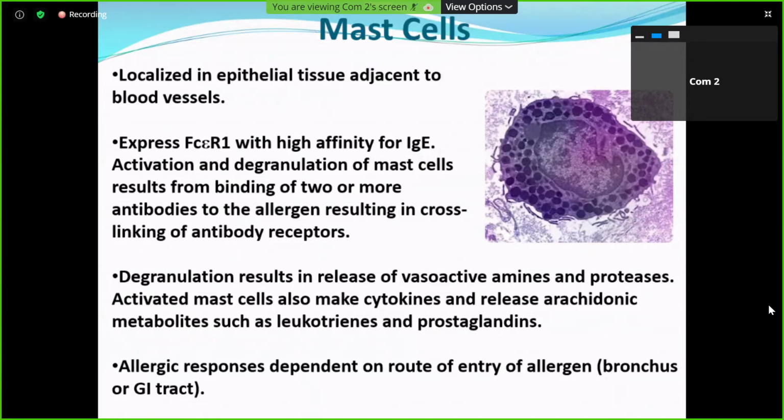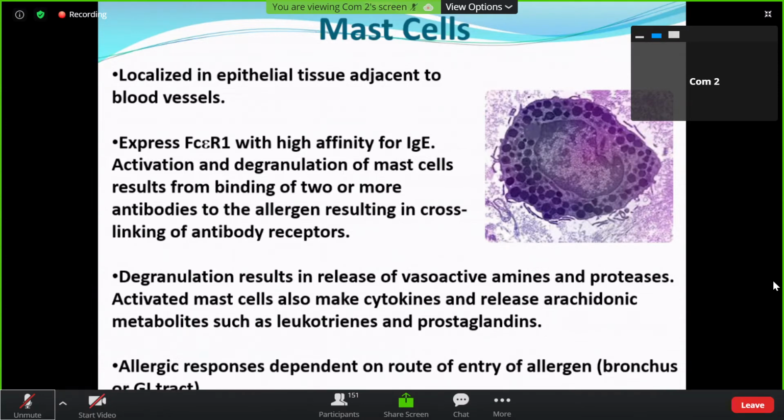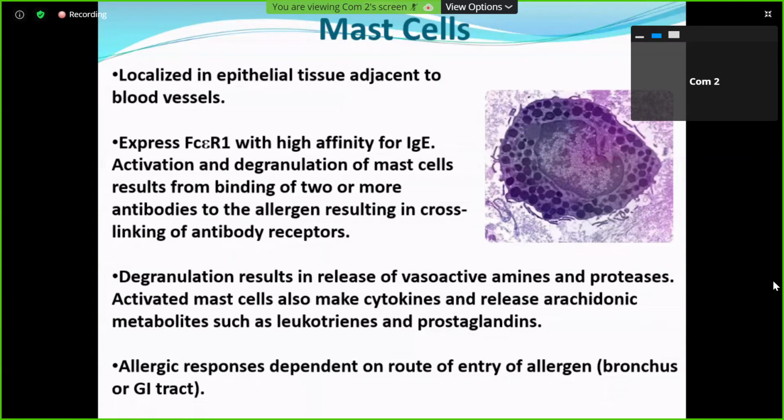So coming on to that, if you are brought up in an environment where there is more antigenic stimulation, we also hypothesize that you have better induction of regulatory T cells to control these types of immune responses.